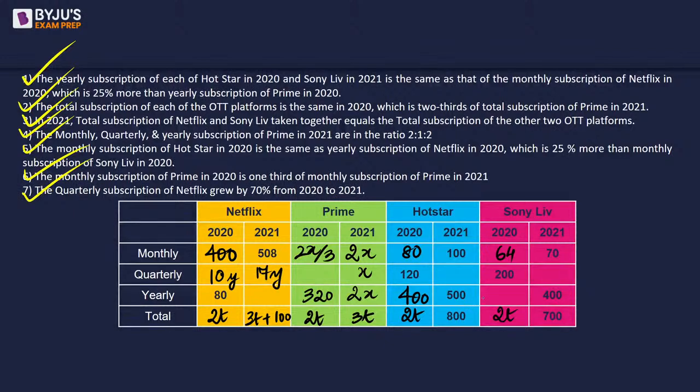अब चलो fill करते हैं. Sony Live का 70 plus 400 is 470. So we are supposed to have 230 here. Next is Hotstar का 2021 we can add 500 plus 100 600. 600 plus 200 is 800. Okay. Next that we can add up is Hotstar का 2020 which is 120 plus 80 200. 200 plus 400 600. 600 is 2T.